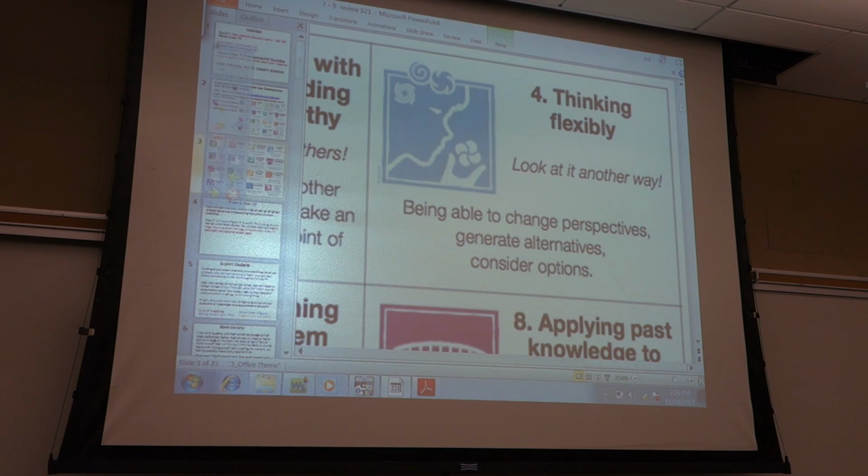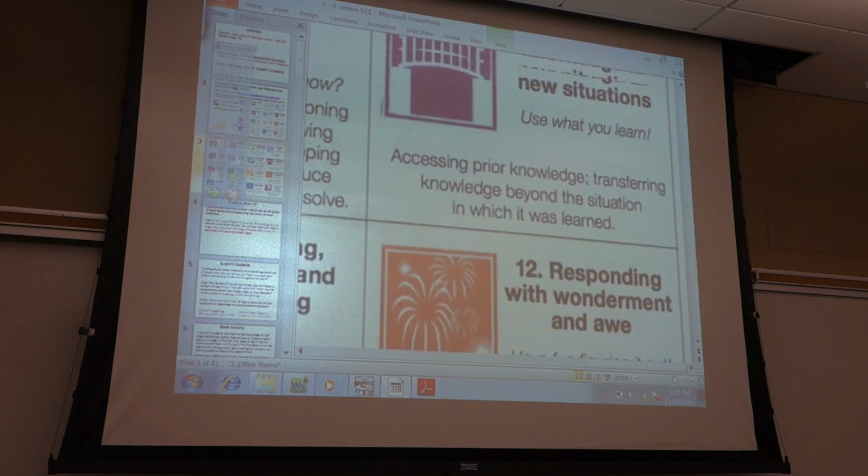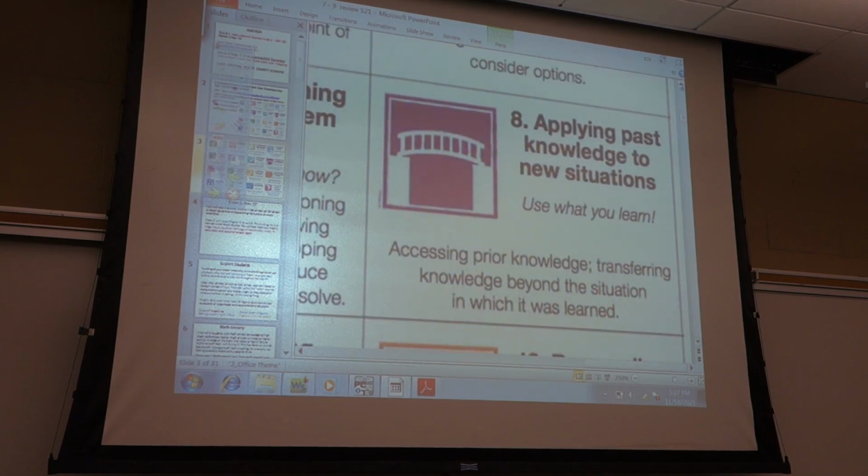Ayla. Thinking flexibly, look at it another way, being able to change perspectives, generate alternatives, consider options. Right? Thinking outside of the box, and different ways of looking at things. Austin. Applying past knowledge to new situations. Use what you learn. Accessing prior knowledge, transferring knowledge between the situations in which it was learned. That's why history is so important, right? Applying past knowledge to new situations.